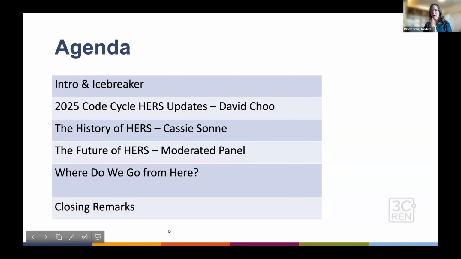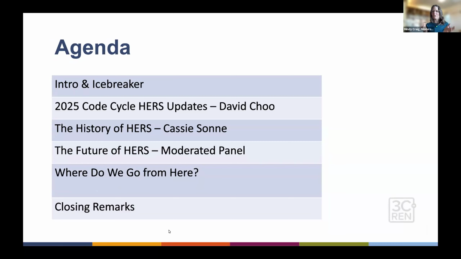Great. So what we're going to do is we hope this can be really interactive. We have a good group of people here, lots of great experts. We're going to have an overview by David Chu from CalCerts on what this is all about, what's happening, what we are here to understand about the new code update in HERS. We'll then go into the history of HERS so we can all have a good foundation of where we've been. And that's going to be done by Cassie from Frontier.